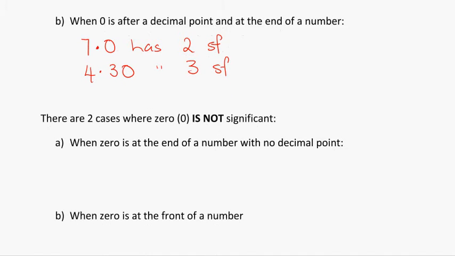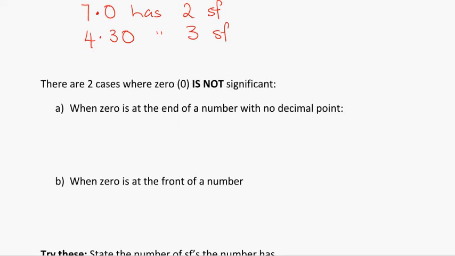Now there are 2 cases when the 0 is not significant. First case, when 0 is at the end of a number with no decimal point. So 28,000, there's no decimal point, it's at the end of the number, and so it only has 2 significant figures. Another example, 1,000 has 1 significant figure, because those zeros are at the end of the number with no decimal point.